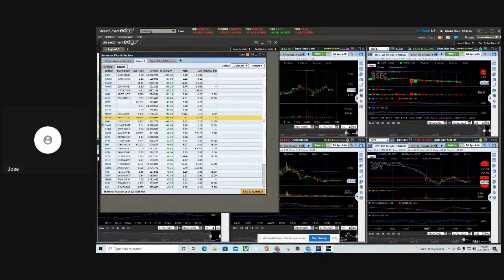My size. Oh, there's not. Yeah, it's just, man. BDSI.